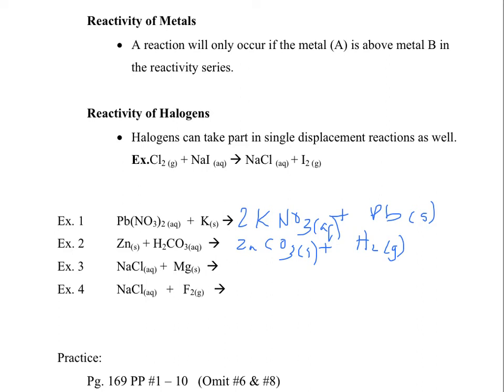Example 3. Magnesium is lower in the activity series than the sodium. That means that this reaction won't produce anything. If there's no reaction, you don't have to write a balanced chemical equation.